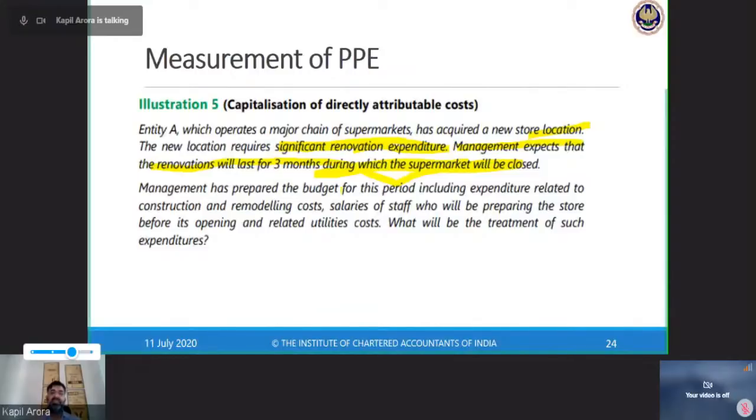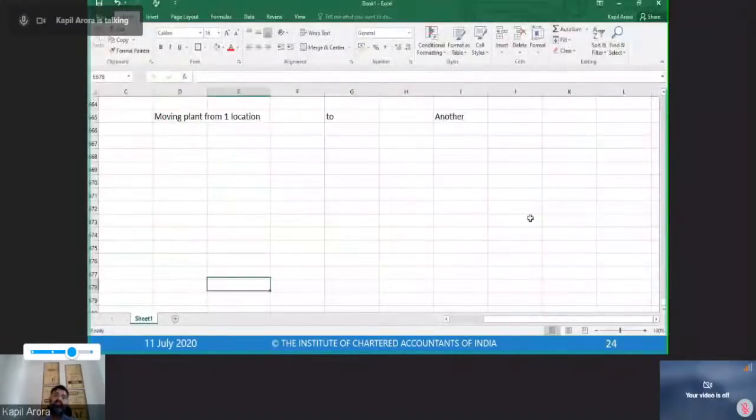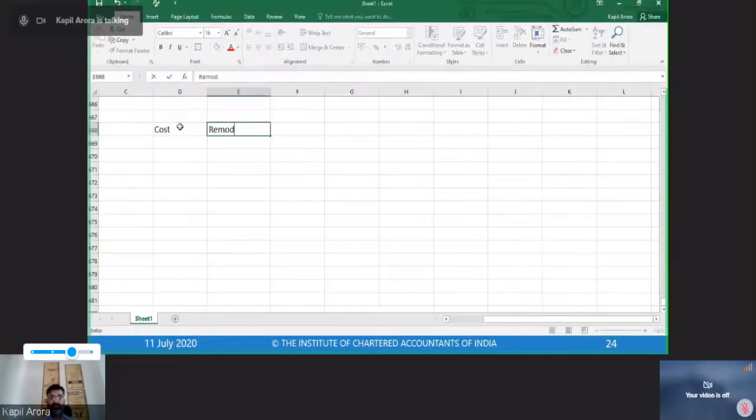Management has prepared the budget for this period, including expenditure related to construction and remodeling costs, salaries of staff who will be preparing the store before its opening, and related utilities cost. What will be the treatment of such expenditure? So what all costs we are incurring? We are incurring the cost of remodeling, or I would say renovation.